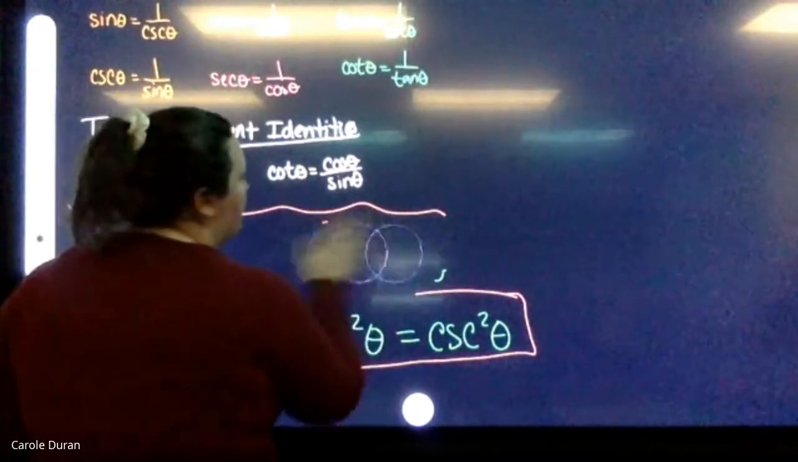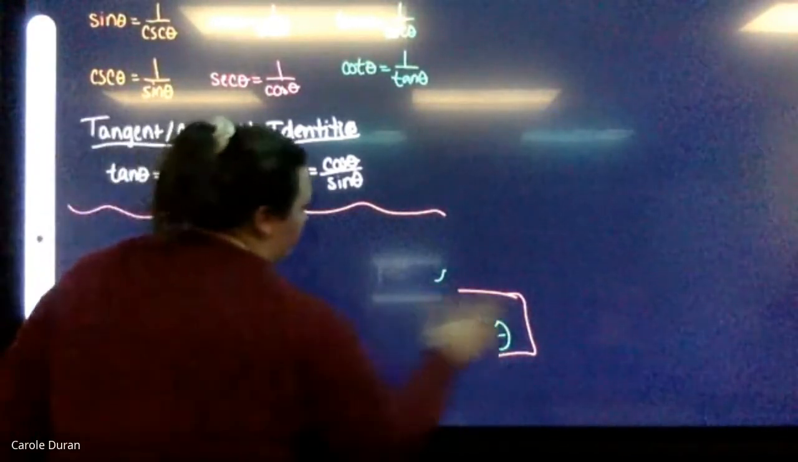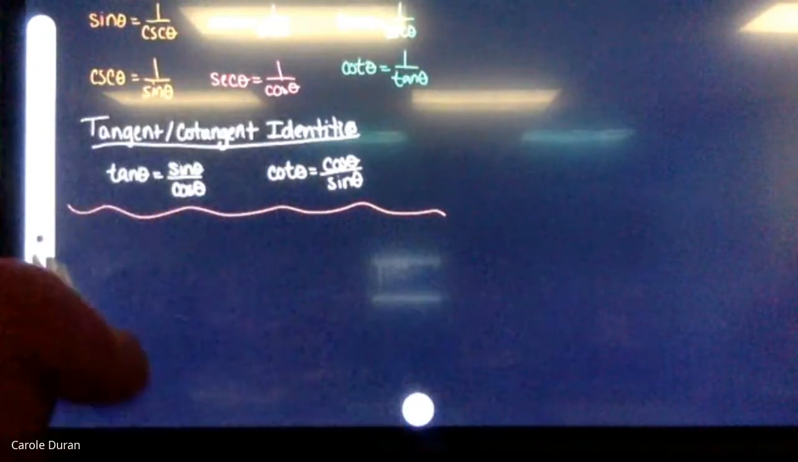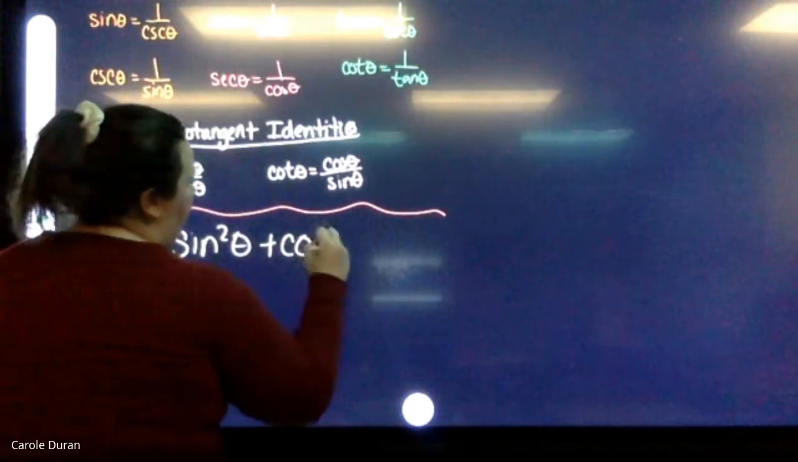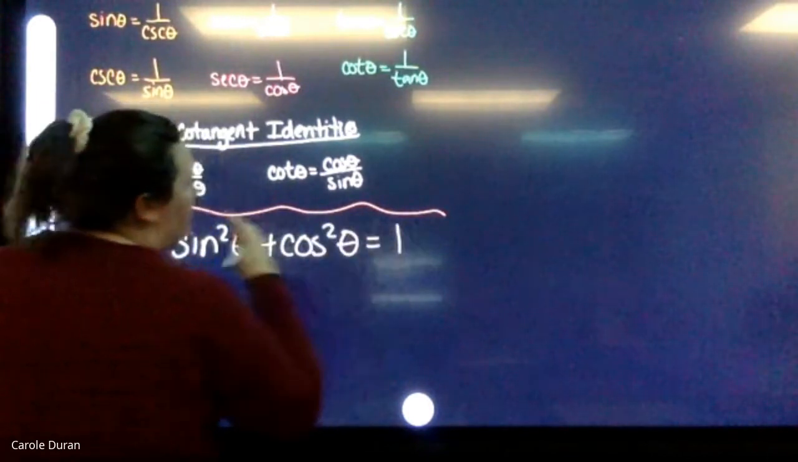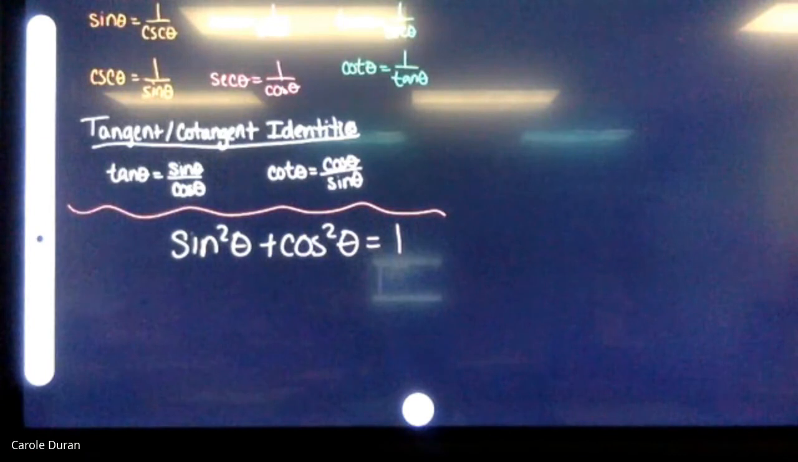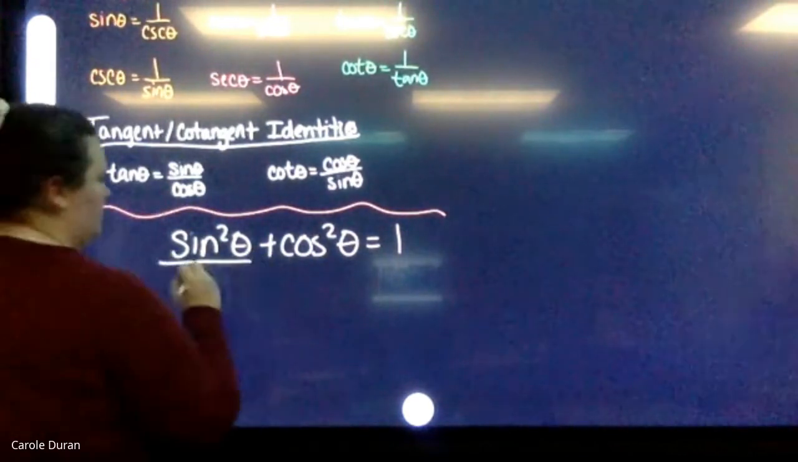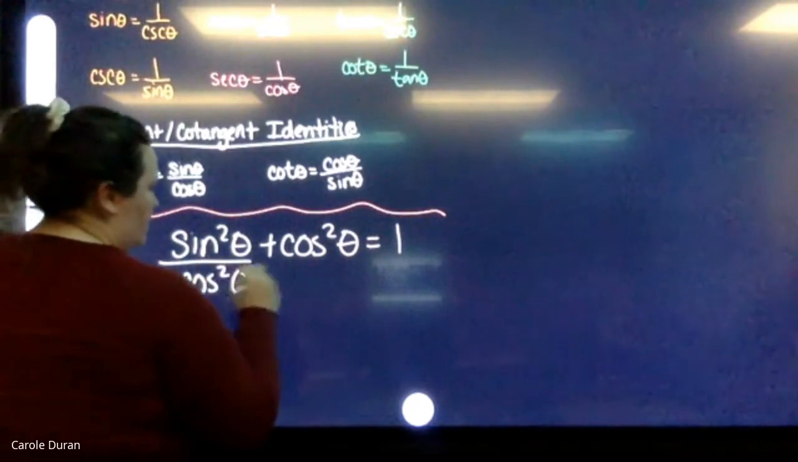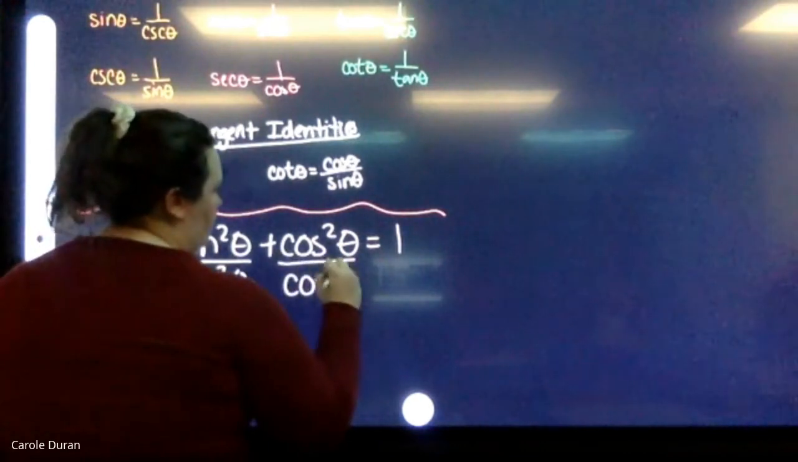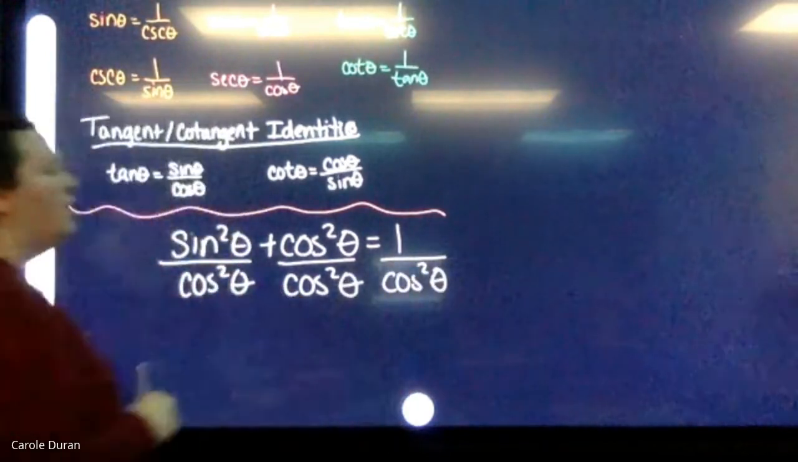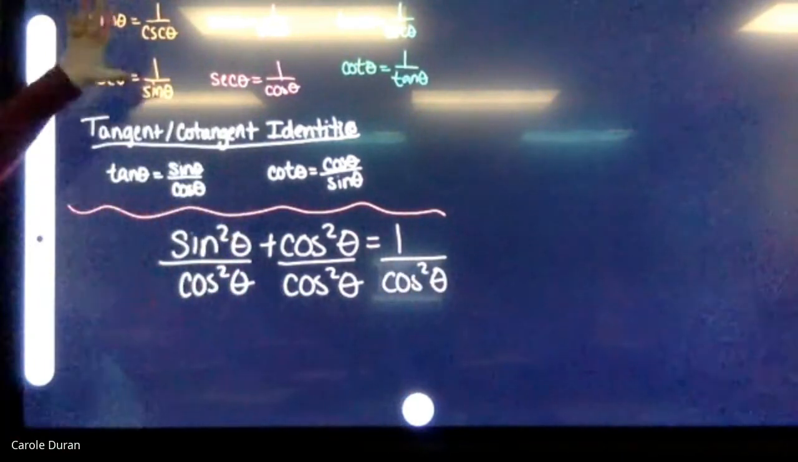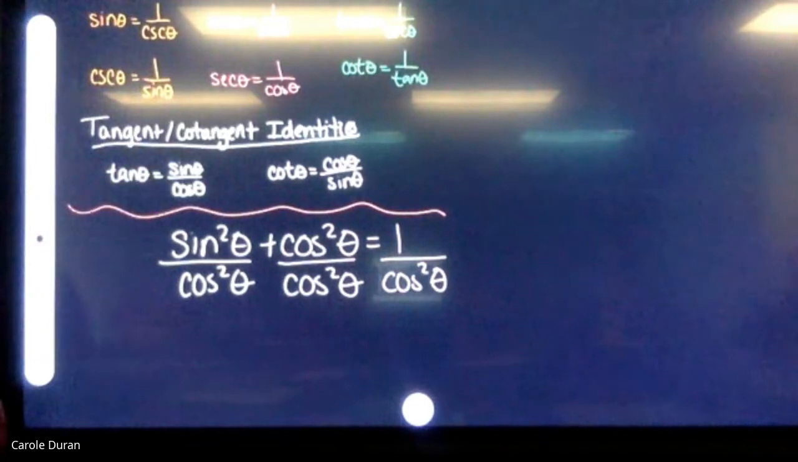So again, we're going to start with our original Pythagorean identity, which is sine squared theta plus cosine squared theta equals 1. And instead of dividing by sine squared, I'm going to divide by cosine squared and see what happens. On your own, try to simplify this using our reciprocal and tangent cotangent identities.